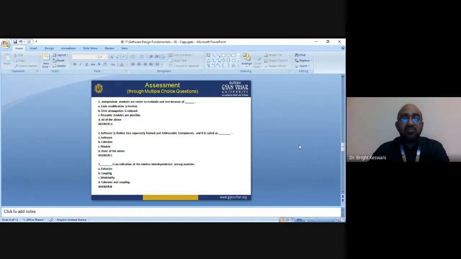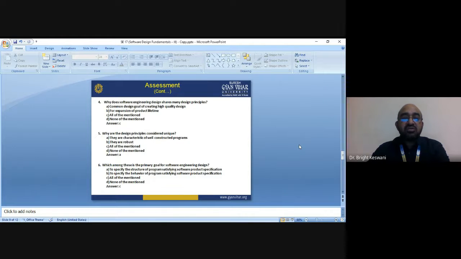In the third question, dash is an indication of the relative interdependence among modules. Cohesion, coupling, modularity, cohesion and coupling. What is the answer? Answer is B, coupling. Coupling is an indication of the relative interdependency among modules.